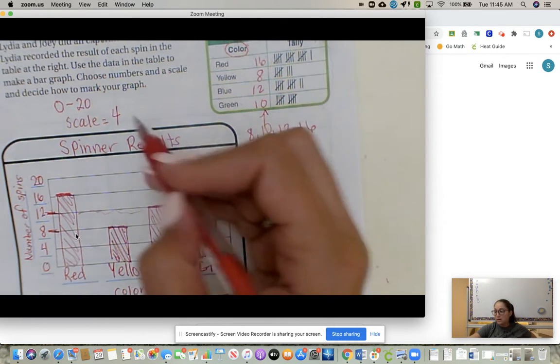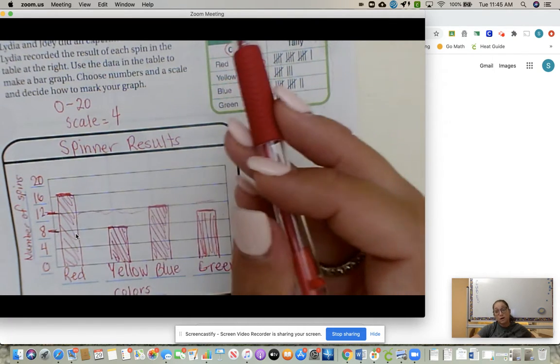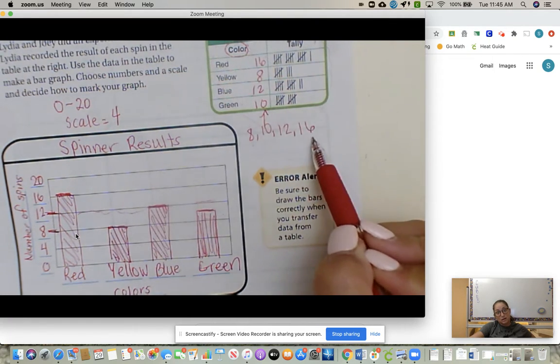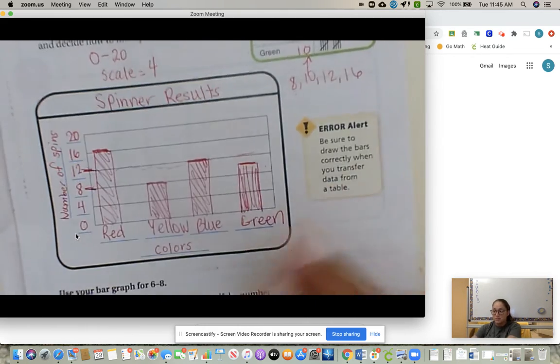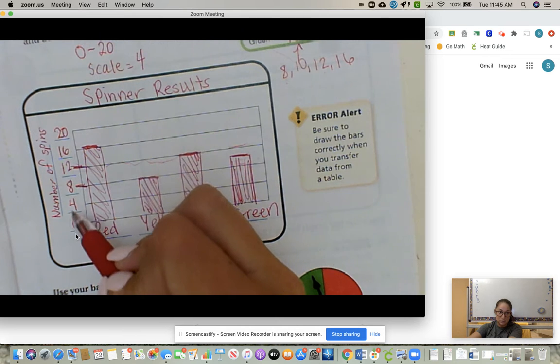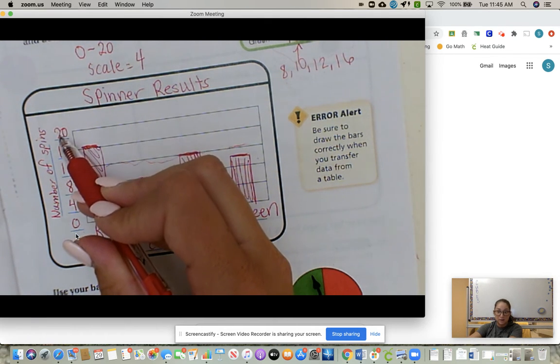And then you are going to make it to 20 because you want to add one more scale from your greatest number. So that's why, and you start at 0. So 0, 4, 8, 12, 16. And then I skip counted another 4 to 20.